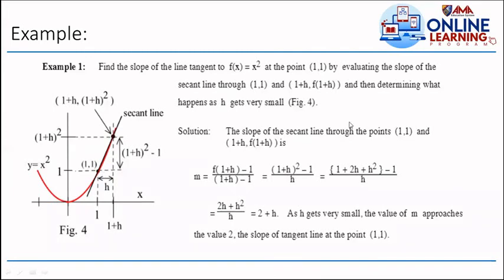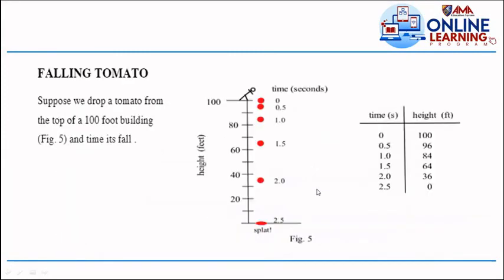Okay? So next, we are going to proceed to velocity. Okay? So tatlong lessons po tayo ngayon, the tangent lines, velocity, and growth. Okay? So next, you have the example for the velocity. We have the falling tomato. Sabi dito, suppose we drop a tomato from the top of a building which is 100-foot building. And the time it falls. Okay, from our figure 5, nandito na siya.